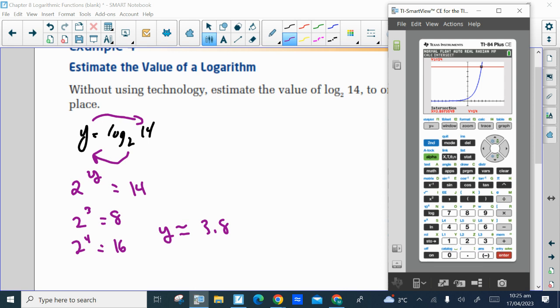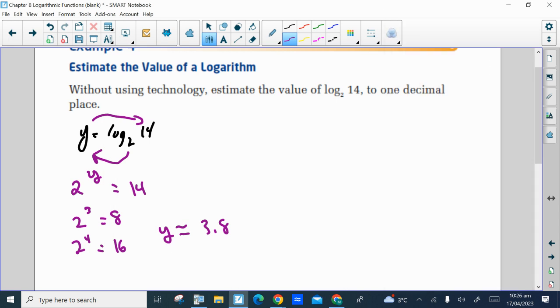And my estimate was fairly close. The calculator says it's 3.807, and there are more decimals. We guesstimated it to be 3.8, which is very close. So we estimated without using technology, and then we used technology to see that our estimate was fairly close. Okay.